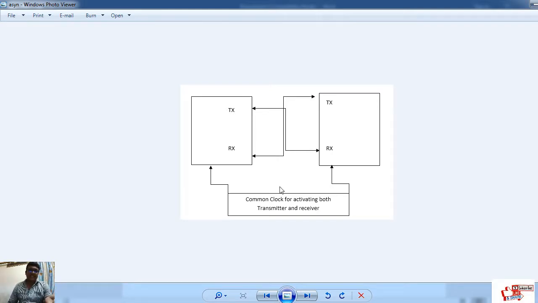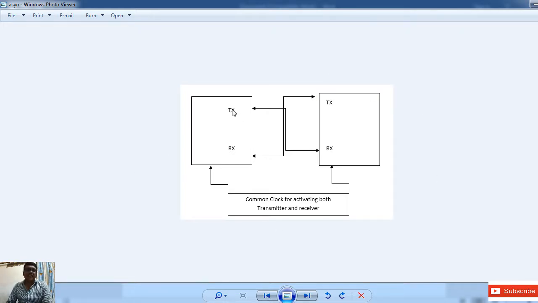This common clock says that the PC is going to be running at some hertz, consider 12 megahertz. Your ARM kit will be running at the same 12 megahertz. This is the common clock for activating both transmitter and receiver. The transmitter is your PC and the receiver is your microcontroller. It can be an 8051, an ARM microcontroller or anything, but what is common here is the 12 megahertz clock frequency. Whether synchronous or asynchronous, we will have a common clock.